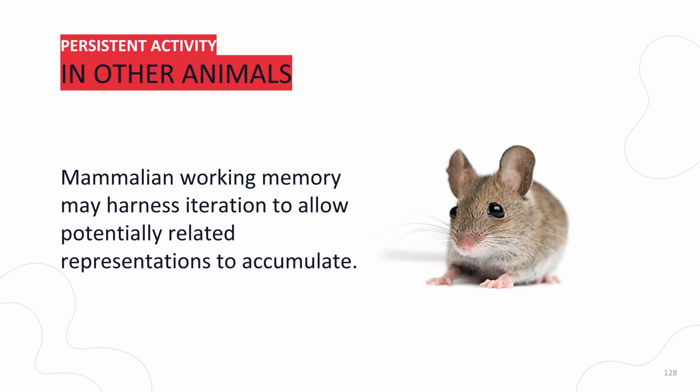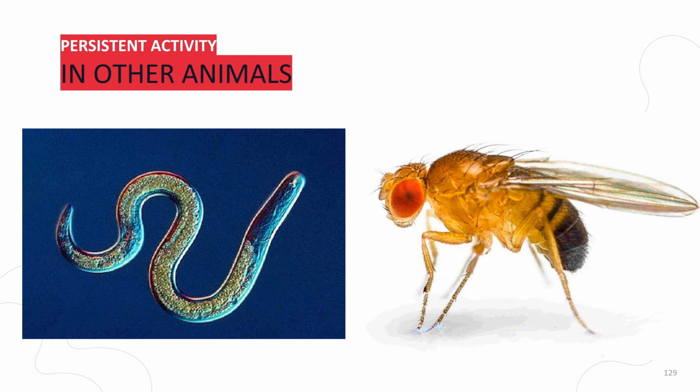Mammalian working memory may harness iteration to allow potentially related representations to accumulate. This allows them to compile related sets of instructions that can be used in aggregate to form behavior. Non-mammals, and especially invertebrates, are not well equipped to do this.